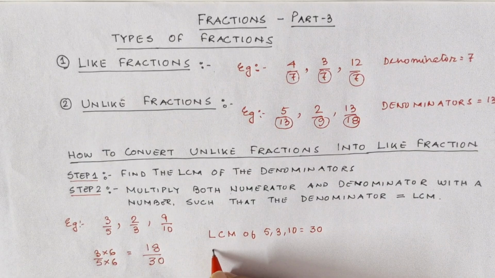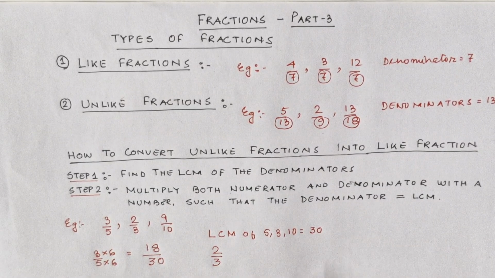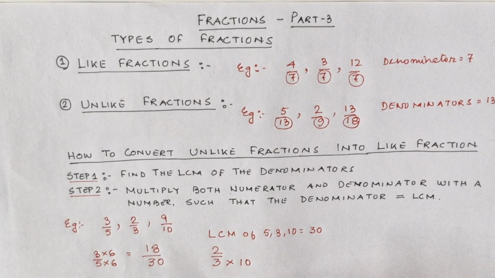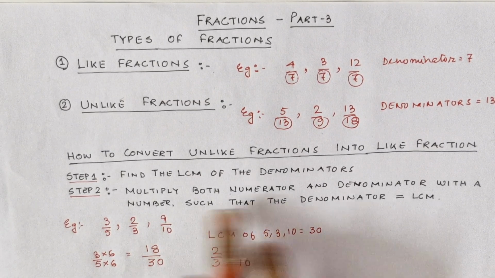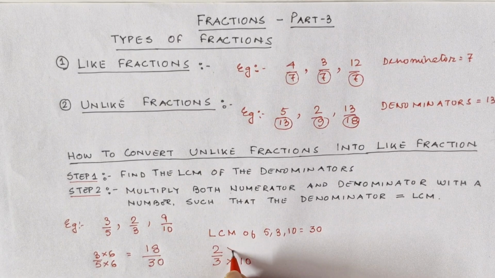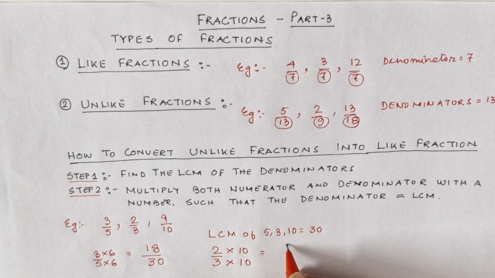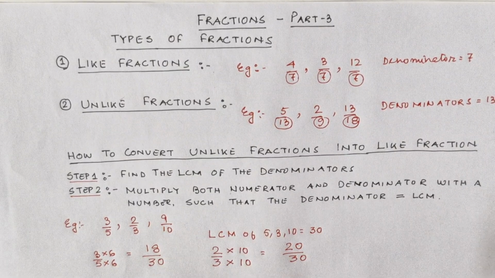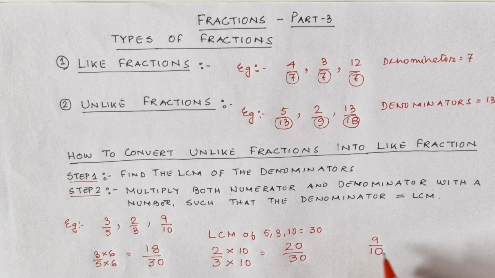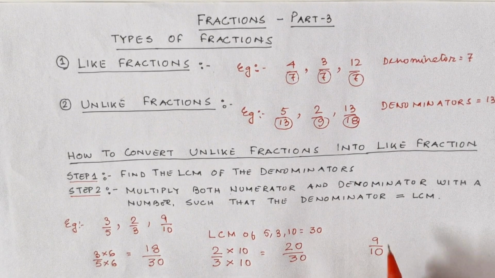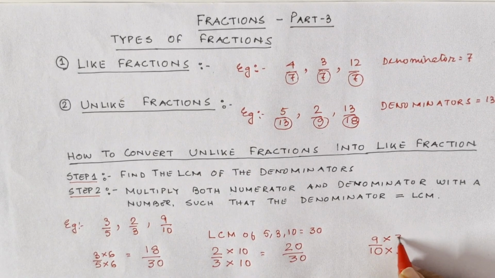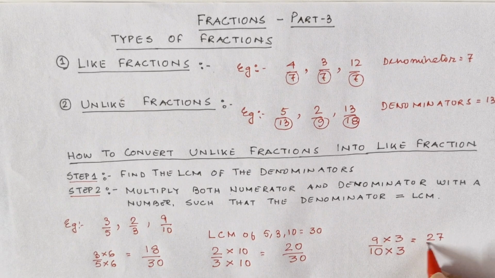The next one, let's see. 2 by 3. How can I make the denominator 3 equal to 30? See, focus on the denominator. If I multiply the denominator by 10, it will become 30, equal to the LCM, as we discussed in step 2. So multiply the numerator also by 10. It will become 20 by 30. Got it? Now the last one is 9 by 10. How can I make 10 into 30? If I multiply it by 3, obviously I need to multiply the numerator also by 3. So it becomes 27 by 30.